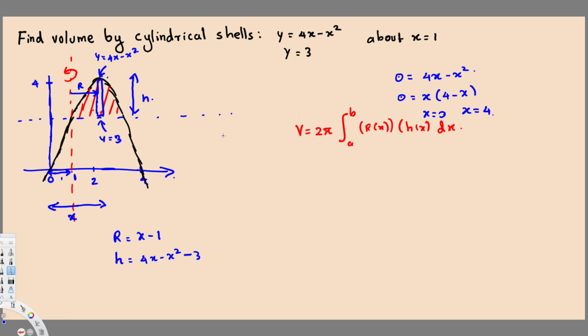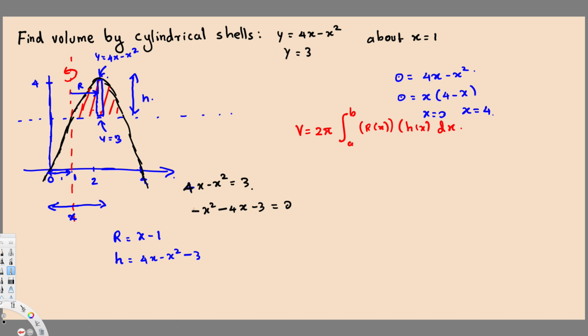In order to find that, we just have to equalize these two equations, and that's going to give us the limits of integration. So let's go ahead and equalize both. This is going to be 4x minus x squared is equal to 3, and if I move 3 to the other side, let's rearrange this one in decreasing power order. So this is going to be minus x squared plus 4x, and if I bring the 3 to this side, it's going to be minus 3 is equal to 0.